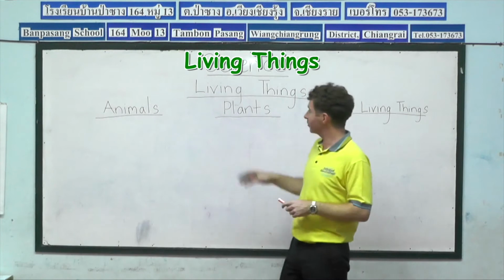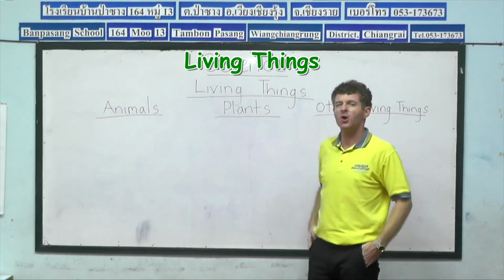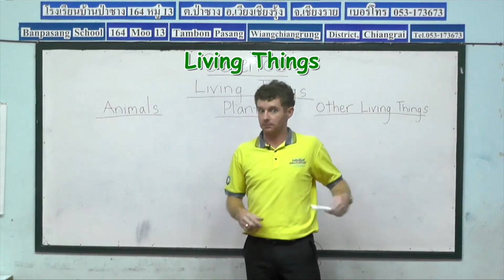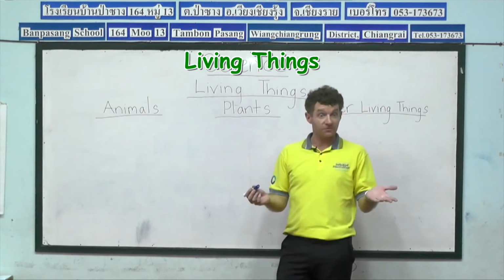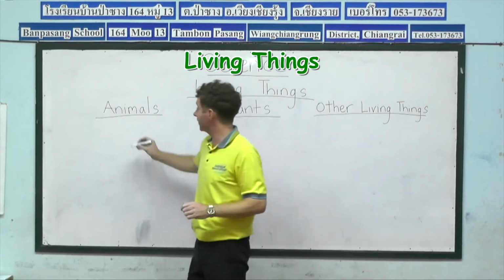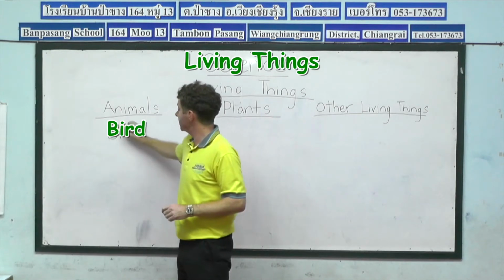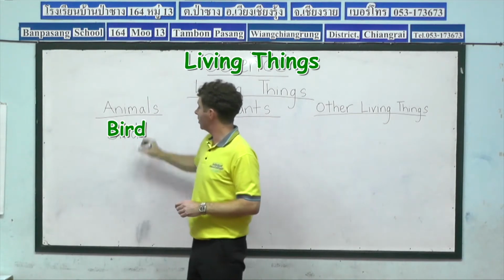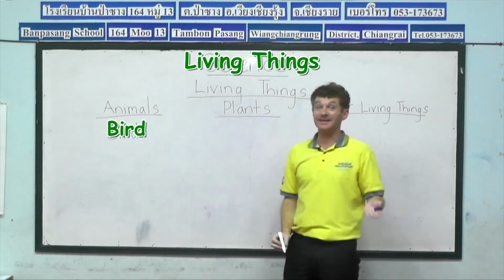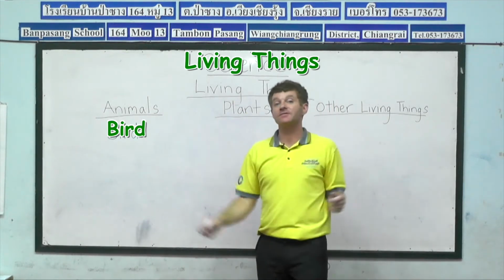But thinking back to our three categories on the board, who can give me an example of an animal? Bird. Okay, we'll go with bird. Bird is a good category. Bird, B-I-R-D. A bird is an animal that flies in the sky.